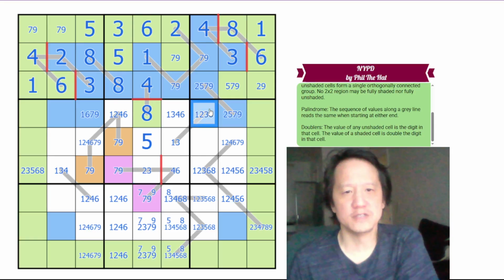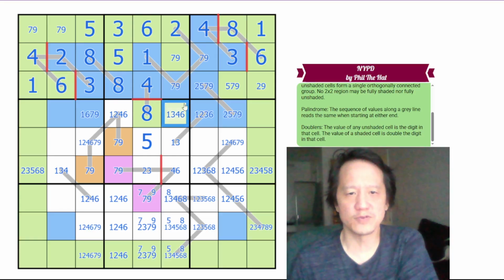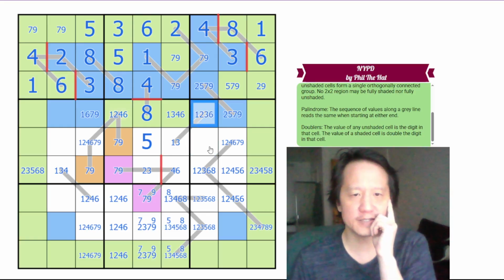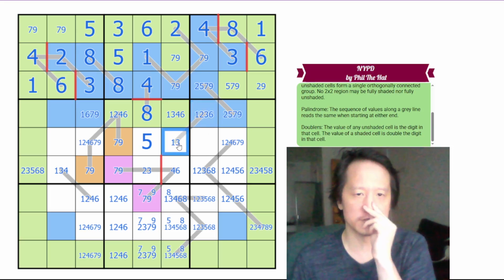Oh, this is doubled. So since this is okay, this is also green because of the 2x2 area. This is also green because of the 2x2 area. Oh, that's interesting. This is doubled. So this must be doubled here because this can only be 1 or 3.